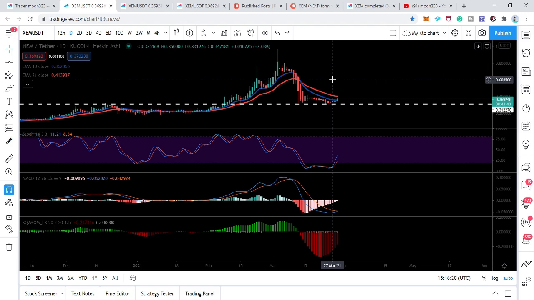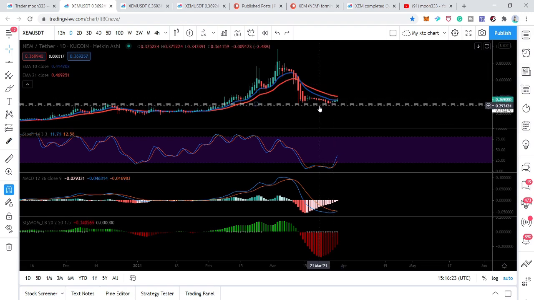So that was a really, very good buying. And now the price action is turning bullish. Here the price action has also found a very, very good support.